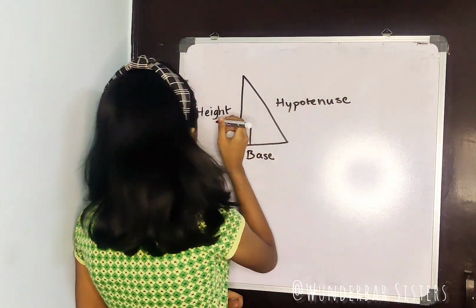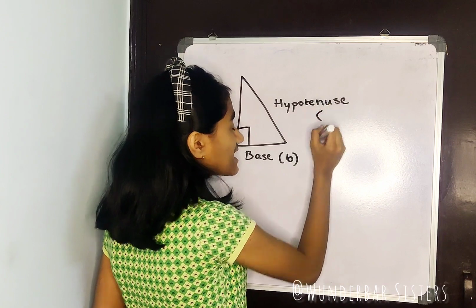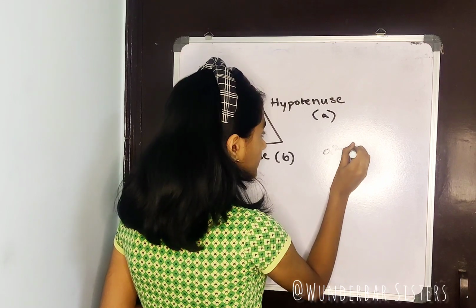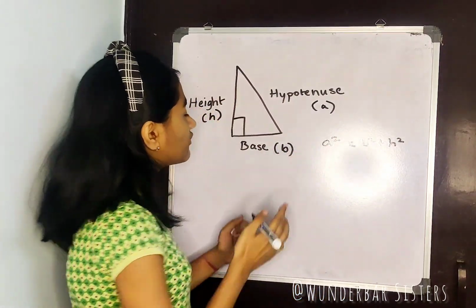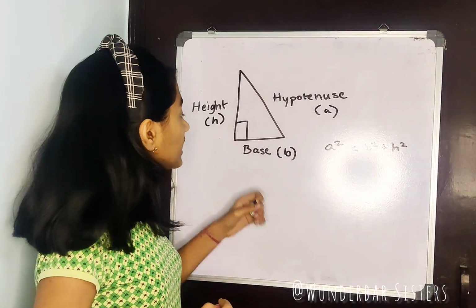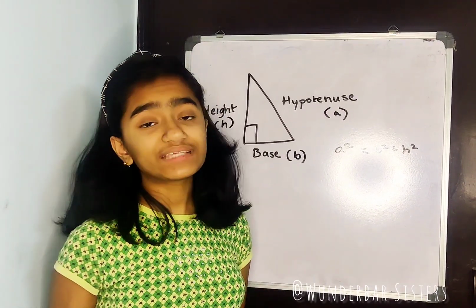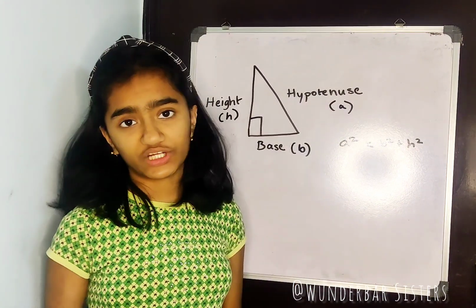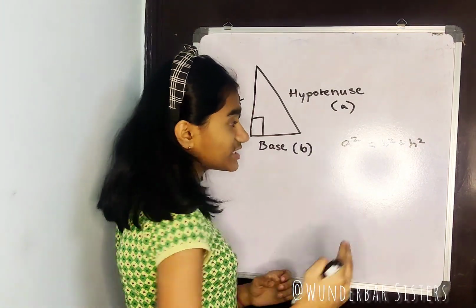For example, we put height as h, base as b, and hypotenuse as a. So a square equals b square plus h square. Therefore, we have found out the measurement of the hypotenuse. The same can be used for the base and for the height also. For example, in an isosceles right angle triangle, the height and the base will be of equal length, so then the hypotenuse will also change.